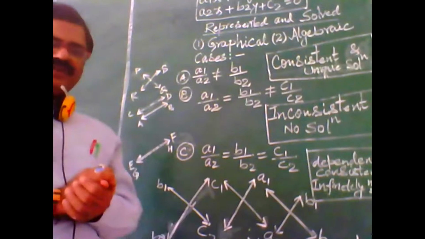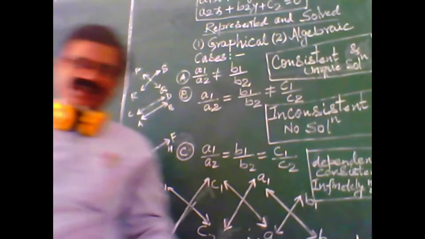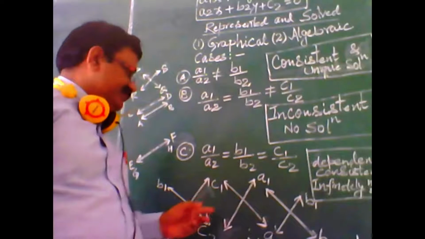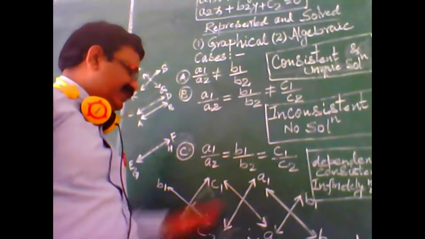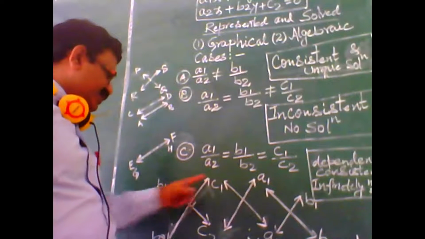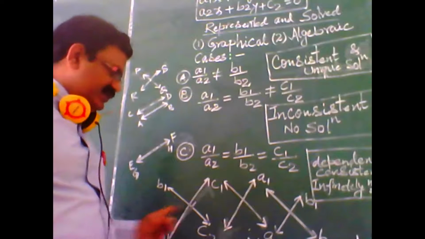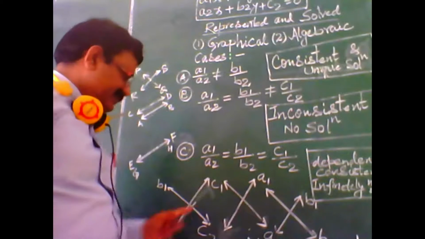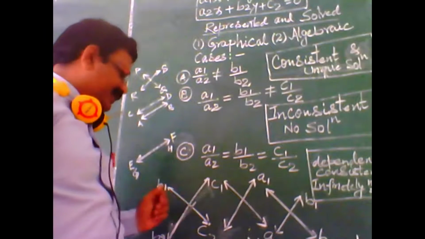The third one is cross multiplication. Students, I think it is new for you. This is one trick I am giving to you. First of all, you write in this way by cross method. This is the cross method, so its name is the cross multiplication method.